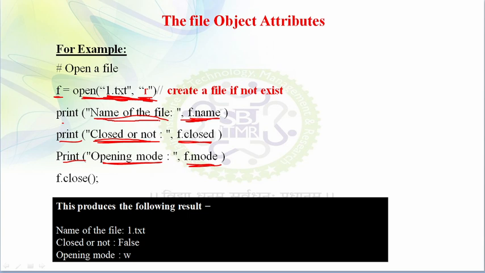The first output is the name of the file. Since the name of the file is 1.txt, it will print the name of the file is 1.txt. Next, it will check closed or not. Since the file is not closed, f.closed will return the false value because you have not closed the file. Next we want to print the opening mode, and since the file is opened in the read mode, it will return r.